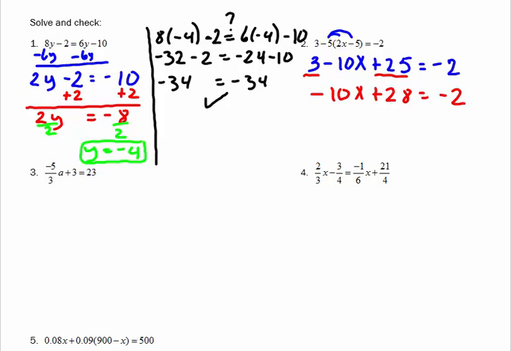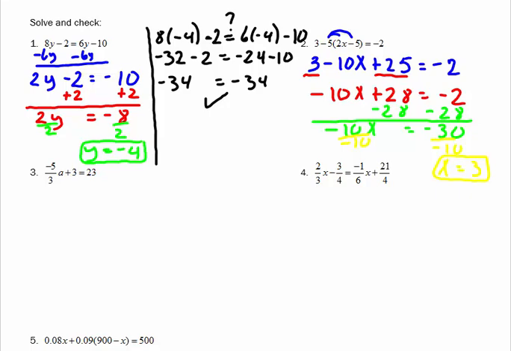We'll then get the variable on the left and the numbers on the right, so we'll subtract over the 28, and we end up with -10x equaling -30. Lastly, we need to get the variable having a coefficient of 1, so we'll divide by -10 on both sides, so x is going to equal +3. We can certainly check this one as well, but I will let you do that on your own.